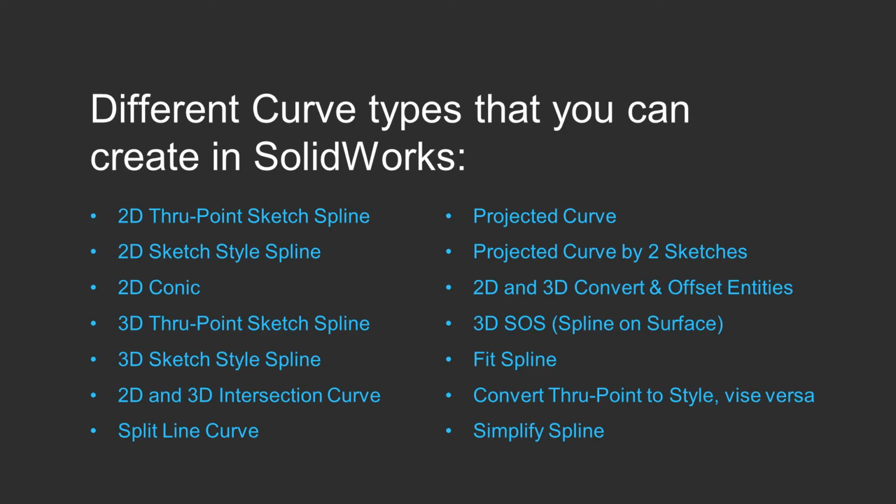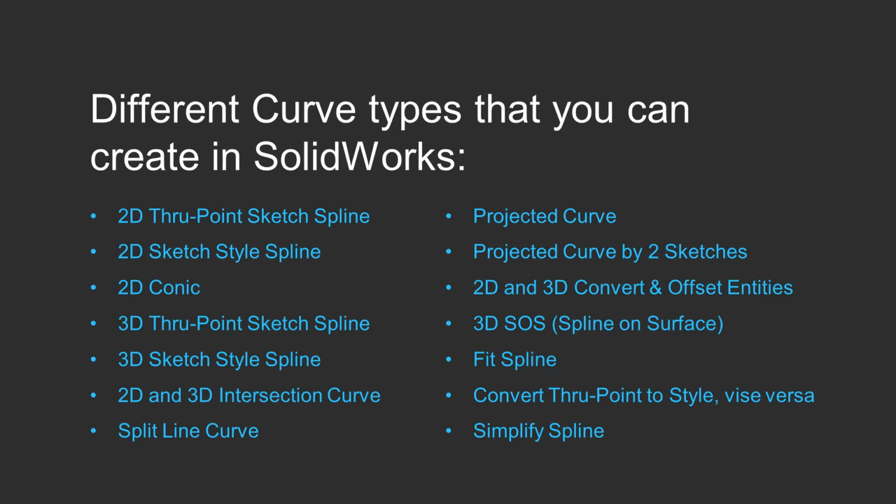So with SolidWorks, there are a number of curve types that you can create. You're probably familiar with some of the more basic types, which are Thru-Point 2D Sketch Spline. But you might not realize that there's many additional ways that you can create curves in SolidWorks. So I'm going to step you through those using a live model as an example to show you how many different types you can do in SolidWorks.